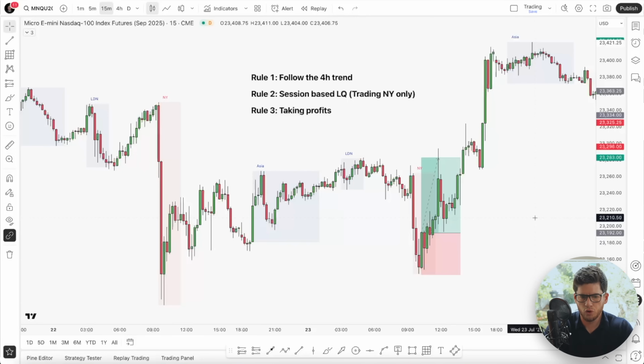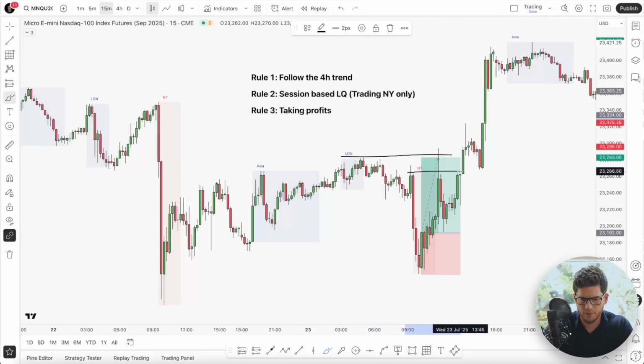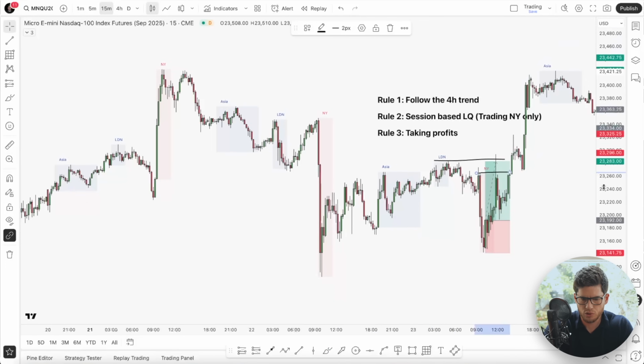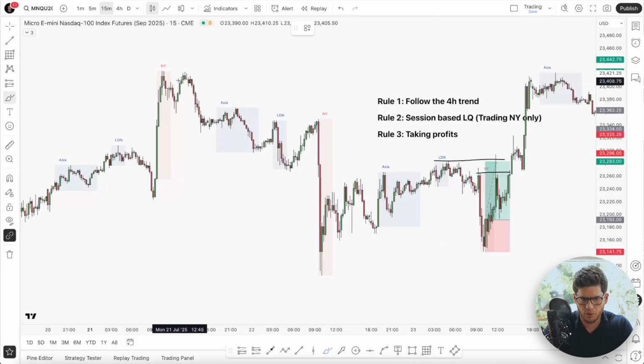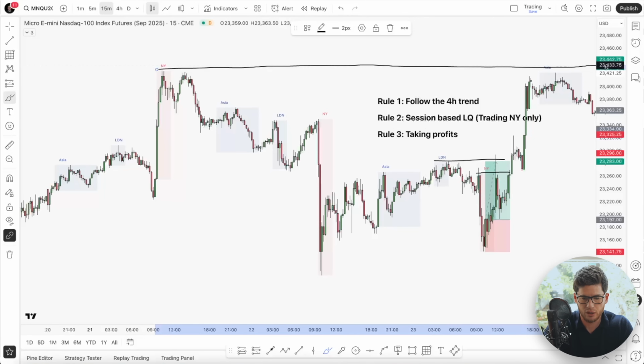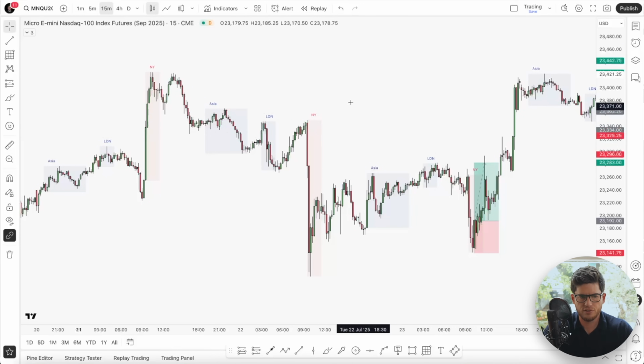And lastly, rule number 3 is taking profits at either previous session highs like London high or New York high, or you can zoom out to a 4-hour structural high as long as the account you're trading allows you to do so. For example, a swing account or a personal account. Now let me run you through this first trade.